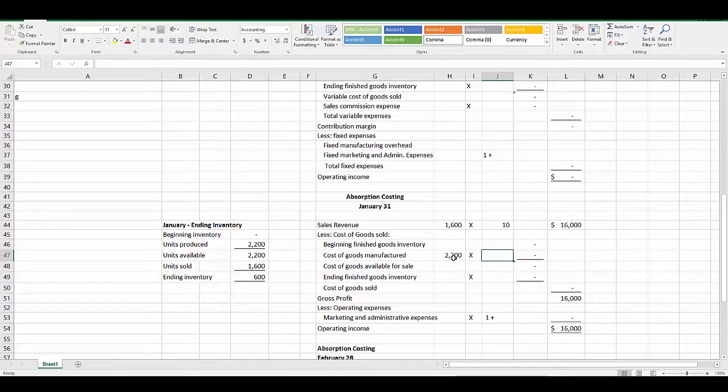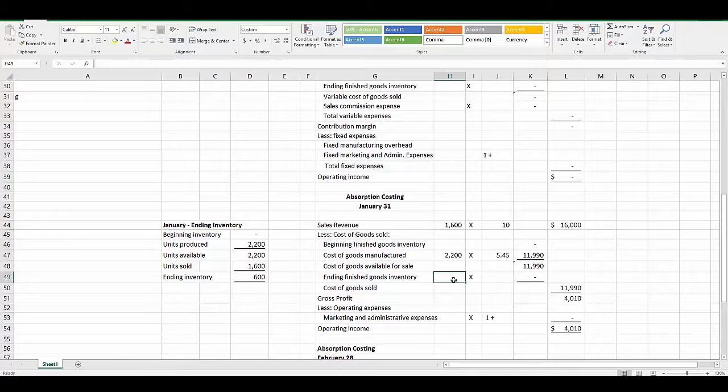So what we made or manufactured in the year was 2,200 units, and we've just calculated our cost per unit on an absorption costing basis, which means we're including both variable and fixed costs. So that was $5.45. That gives us the goods available for sale of $11,990.